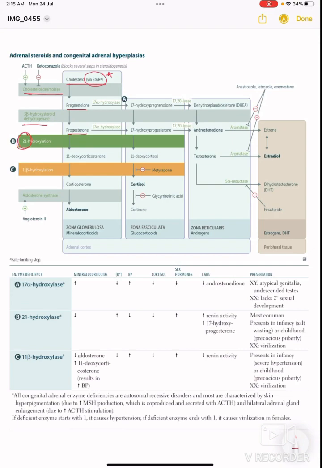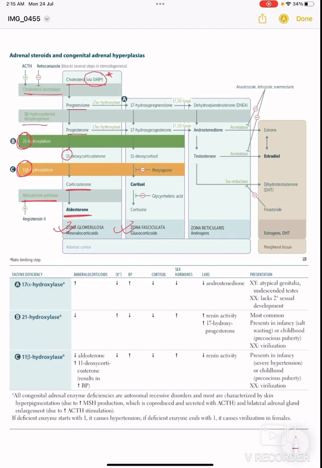Then comes 21 alpha hydroxylase. Now the important thing starts. 21 alpha hydroxylase comes to form 11 deoxycorticosterone. Now 11 beta hydroxylase enzyme will come to form corticosterone, and lastly aldosterone synthase will come to form aldosterone. This particular thing is occurring in the zona glomerulosa.